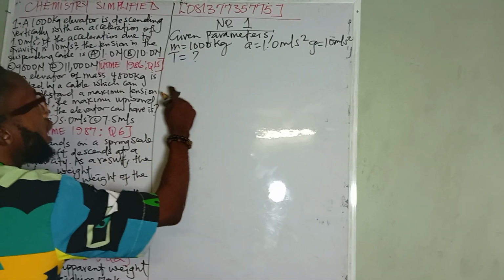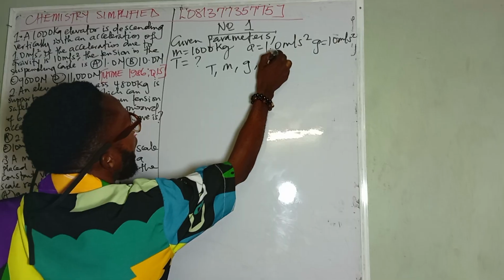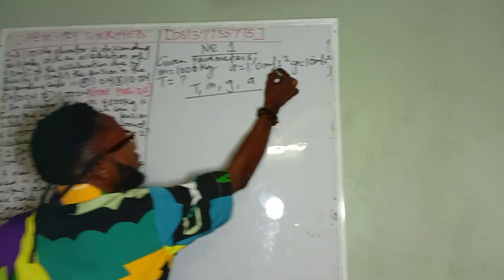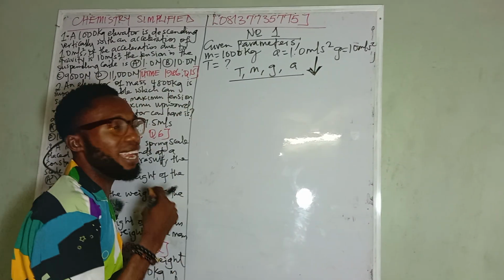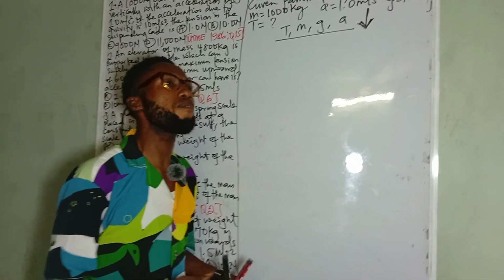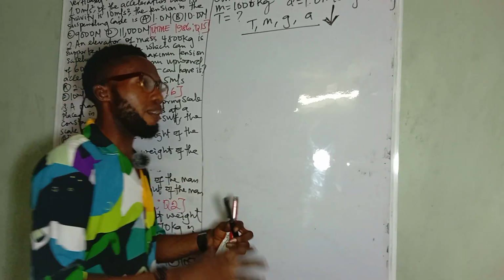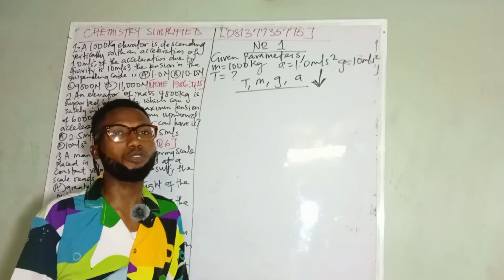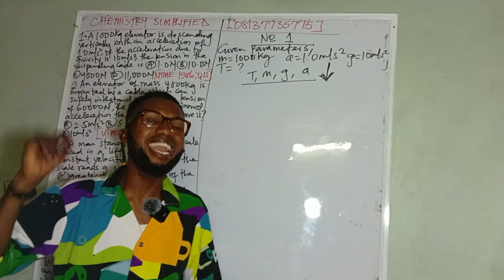Tension is unknown. Now, what are we given? We have T, m, g, and a. It's a very simple question. And don't forget, they said the lift is descending downward. The lift is doing what? Descending downward. And what's the formula? Even if you forget the formula, you should know how to derive the formula. That's the thing I want to use. How to derive the formula very easy and faster.